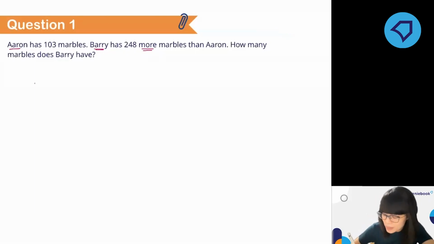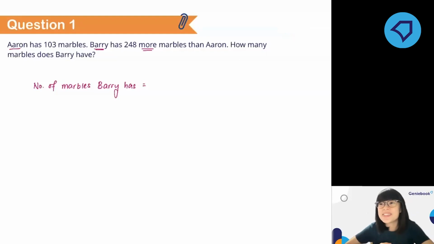What do we need to do? We want to find the number of marbles Barry has. So Barry has more. We need to do addition. We need to take Aaron plus 248 more. And what will you guys get? 351. Easy. Everybody got this correct.